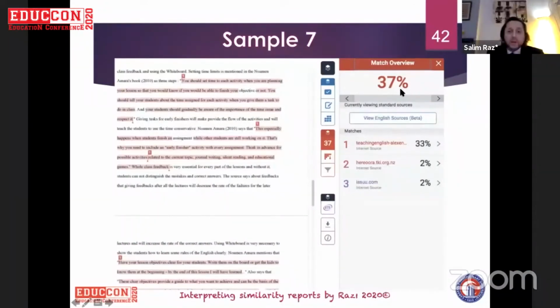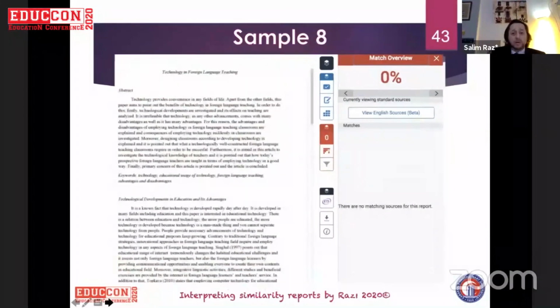This time we have 37% match, and what do we see here? Double quotation marks. Since there are more than 40 words, they should be presented as block quotation. Again, we don't see any page numbers. These are problematic for quotations over 40 words. We need to present them as block quotations.